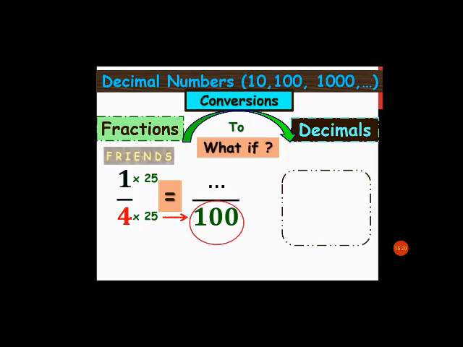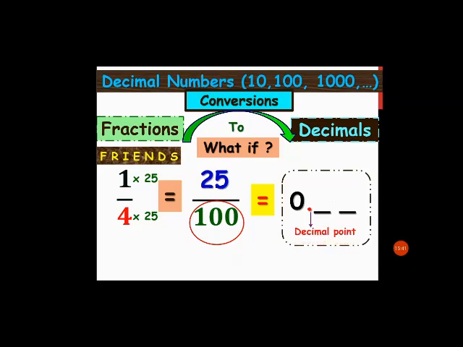So the numerator is 25. And I can call 4 and 25 friends. So now it's a proper fraction. No whole numbers to the left. And it's only 2 places to the right because I have 2 zeros in the denominator. So it's the decimal point here and 2, 5. So it's 25/100 or 0.25.